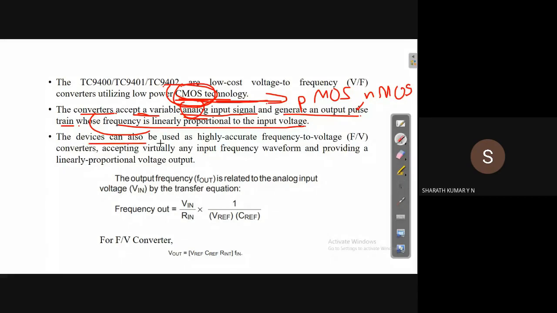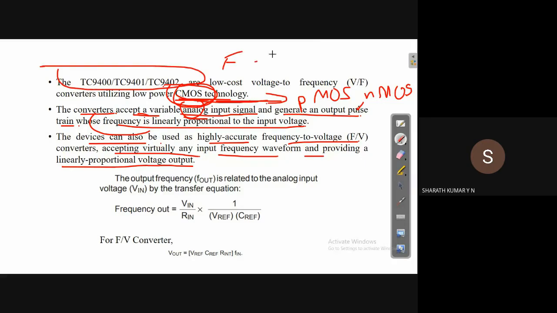Okay, so the devices can also be used as highly accurate frequency to voltage converters, accepting virtually any input frequency waveform and providing a linearly proportional voltage output. Okay, so the same circuits can also be used as frequency to voltage converters. So the output frequency is related to the analog input voltage. This we had seen in our last class.